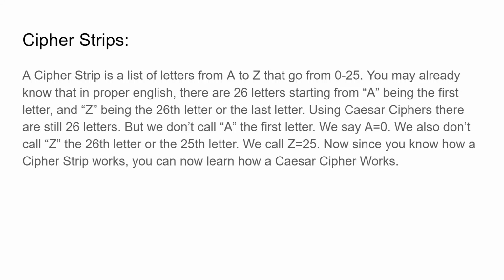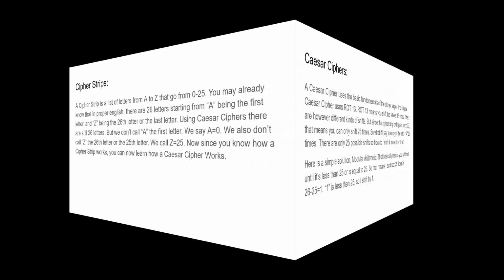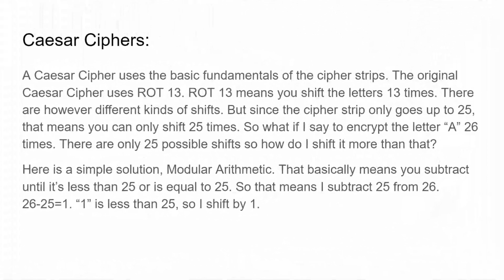Now, since you know how a cipher strip works, you can now learn how a Caesar cipher works. A Caesar cipher uses the basic fundamentals of the cipher strips. The original Caesar cipher uses ROT13. ROT13 means you shift the letters 13 times. There are, however, different kinds of shifts. But since the cipher strip only goes up to 25, that means you can only shift 25 times.